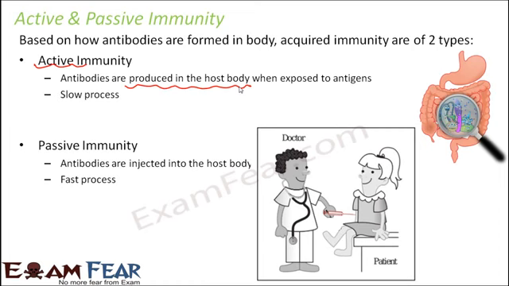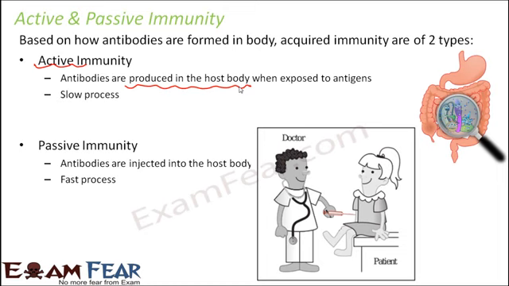For example, if you look at the examples of the vaccination process, where I told you that there is a process where a small amount of microbe is deliberately inserted into the body so that the body recognizes it, the body also produces some antibodies against it. So that is active immunity because the antibodies are being produced inside the host body.